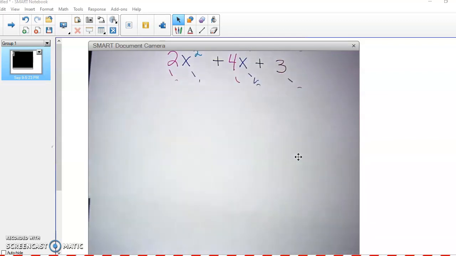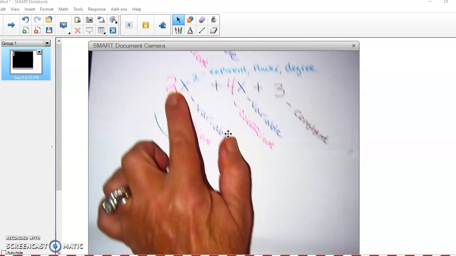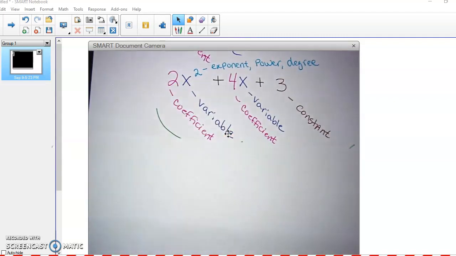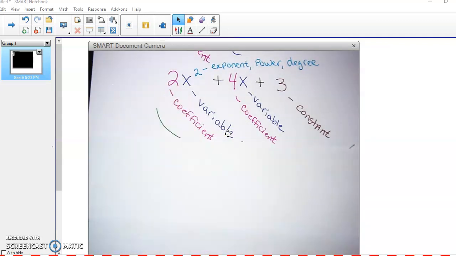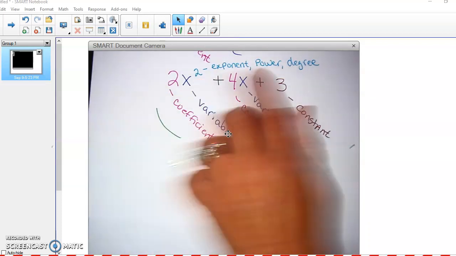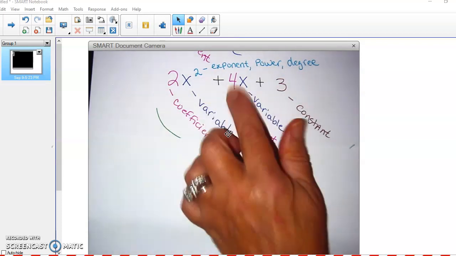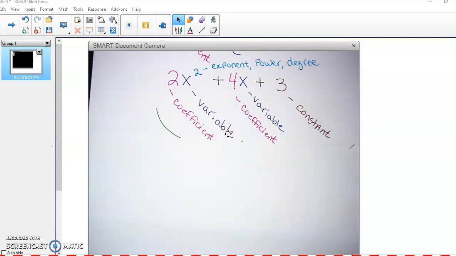So let's look at another one. I try to keep the colors the same too. Okay, so let's look at this one right here. So if I write 2x squared plus 4x plus 3, again, this number 2 is the coefficient, the x represents the variable, and the exponent 2 is called the exponent, the power, or degree. When you say plus 4x, the 4 is your coefficient, and the x is your variable. And then we say plus 3, that 3 is called your constant.